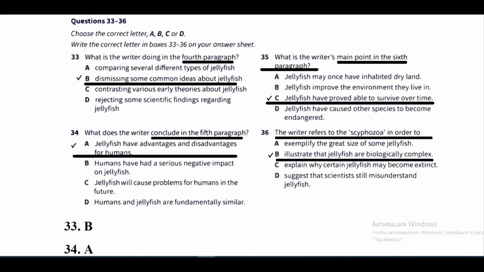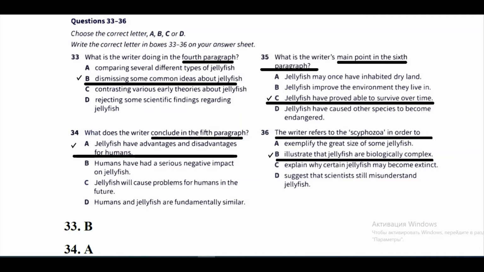So let's go to our options. First one, and this is the correct option, jellyfish have advantages and disadvantages for humans. B option, humans have had a serious negative impact on jellyfish. C option, jellyfish will cause problems for humans in the future. And D option, humans and jellyfish are fundamentally similar.